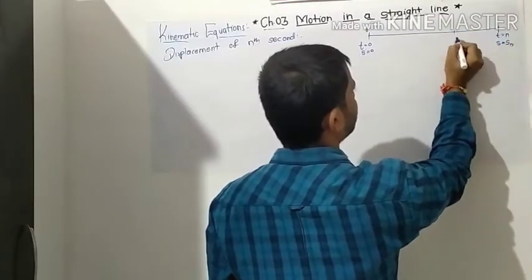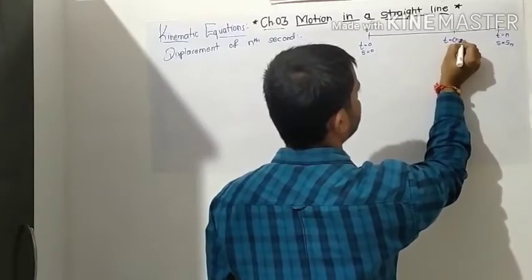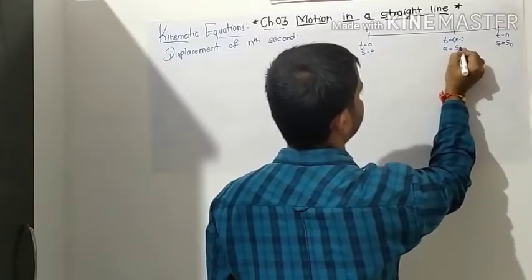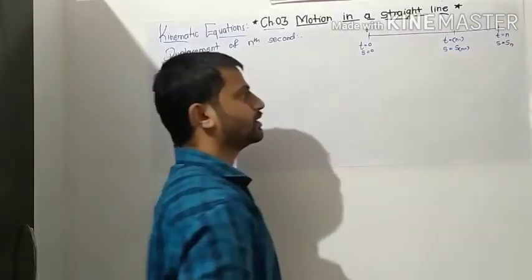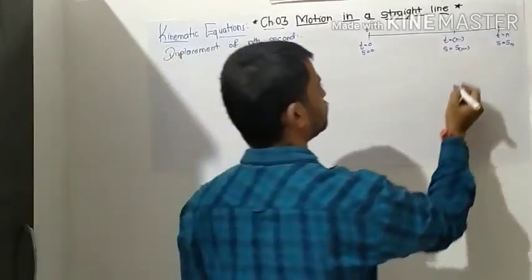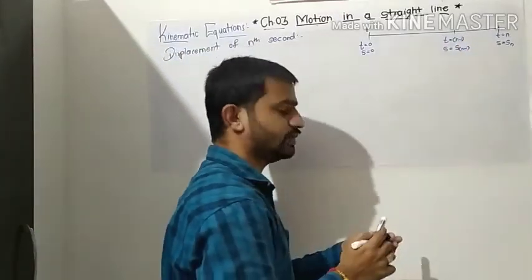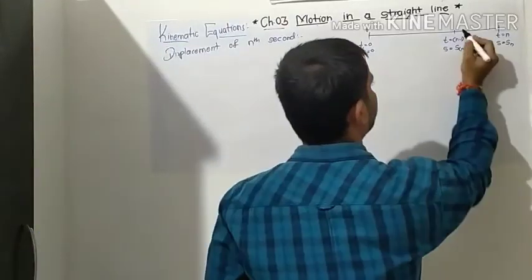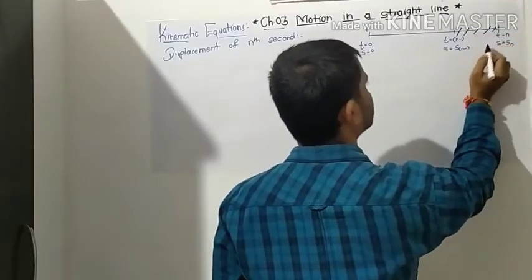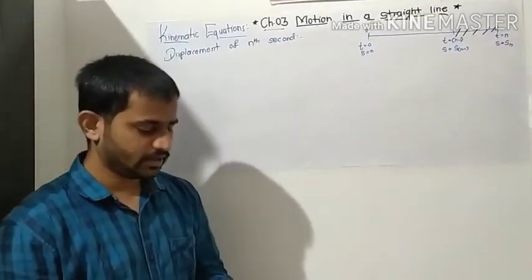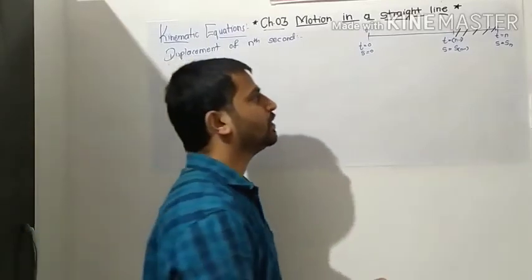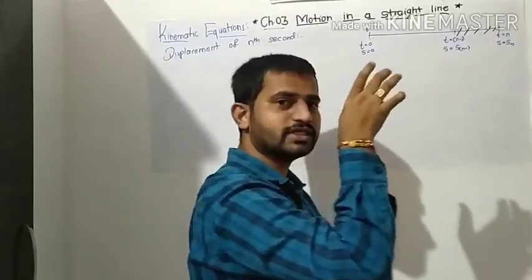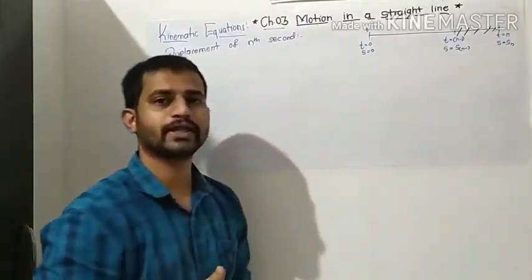Now at the time t is equal to n minus 1, your displacement will be s suffix n minus 1. Here we have to take the limits for this last second. What will be the upper limit? The upper limit will be s suffix n and the lower limit will be s suffix n minus 1. This is the duration for which we have to find the displacement.